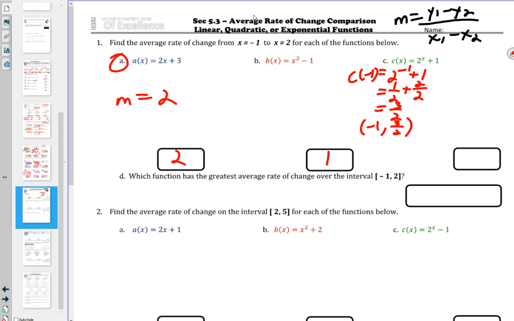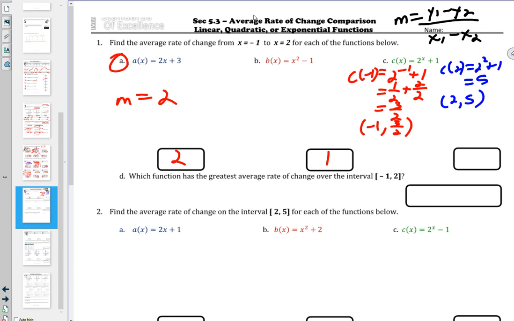Then when I plug in a 2, c at 2, that's going to be 2 squared plus 1. 2 squared is 4 plus 1 is 5. So another point is 2 comma 5.